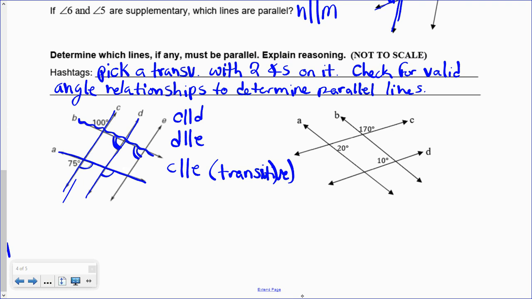All right, there is one more transversal that has 2 angles on it. What's the other transversal with 2 angles? D. Okay, so what kind of angles are those?